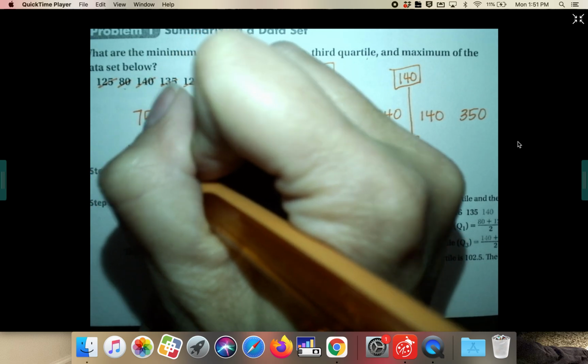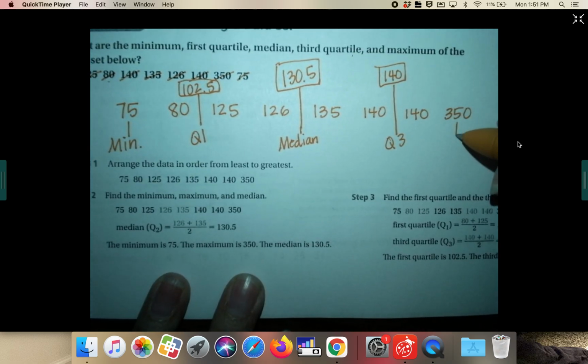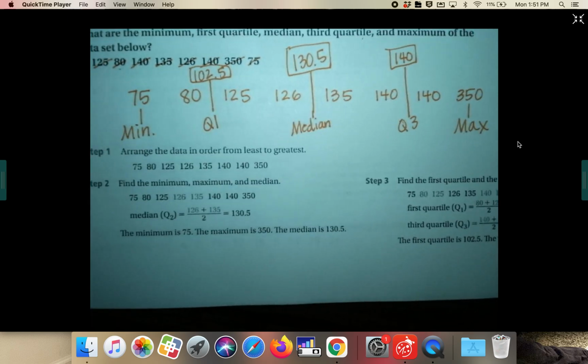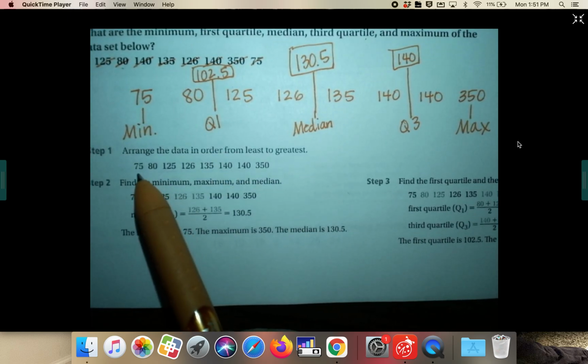Okay, and then the only other thing it asks for is the minimum and the maximum. Obviously, your smallest number is your minimum, and your largest number is your maximum. So that is how you would divide it all up. And I just now am seeing that all the answers are down here. Cool. Let's see if we did it right.